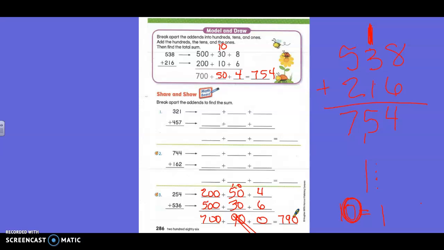We got to check our adding right here. Let's stack and add. 4 plus 6 is what? Well, it's not 0, it's 10. So we put a 0 here and a 1 on top. 5 plus 1 plus 3. 5, 6, 7, 8, 9. 5, 6, 7. Did we get the same number? Yeah. Okay, then we must have done it right. Okay?